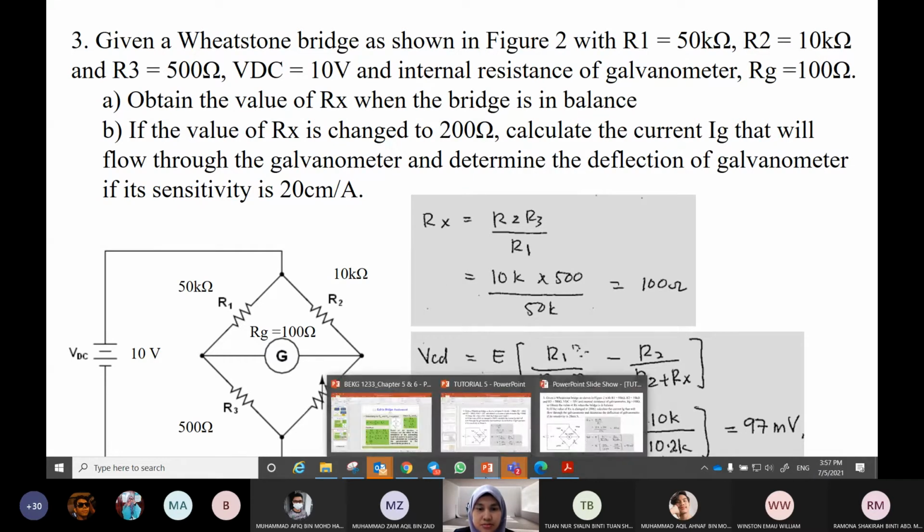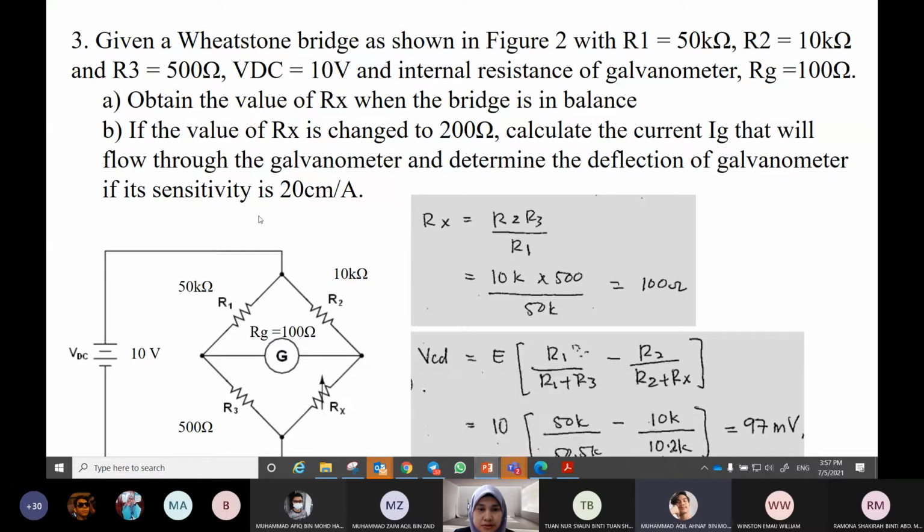Do you know the formula for the balance condition, Akil? R1 times RX equals R2 times R3. Any more? There are many, okay.